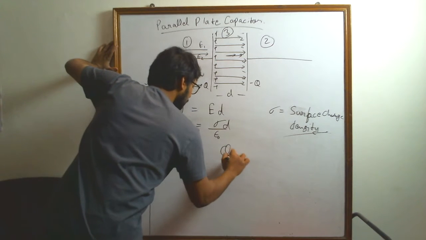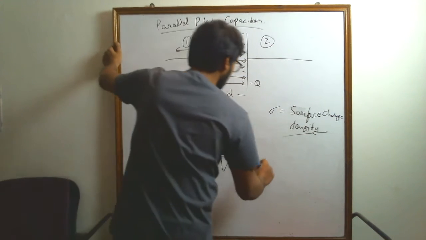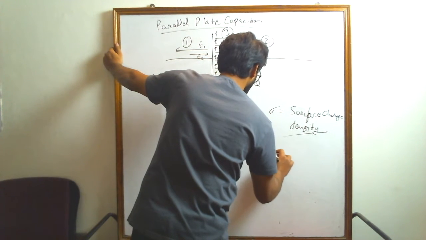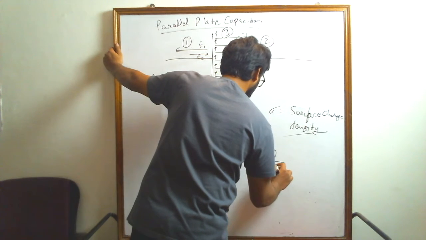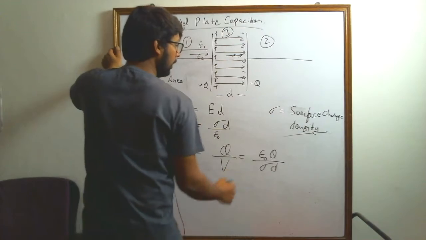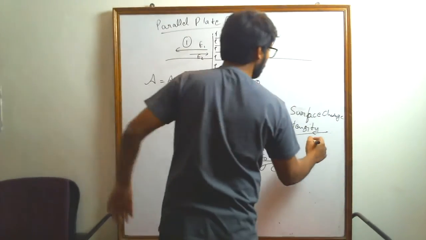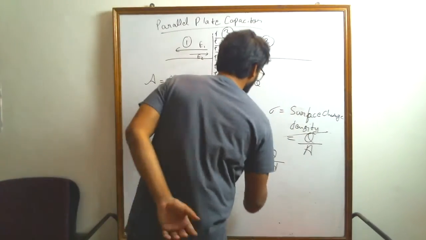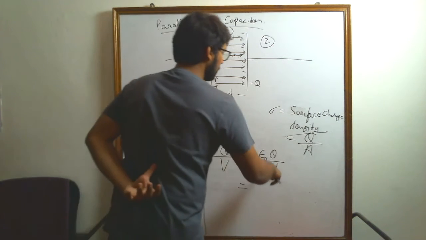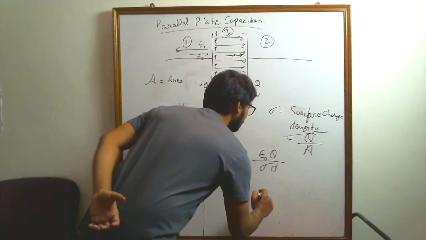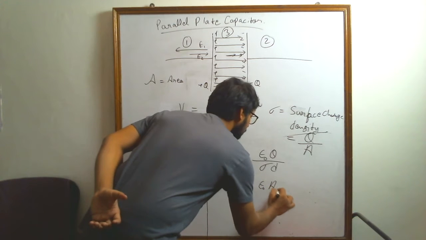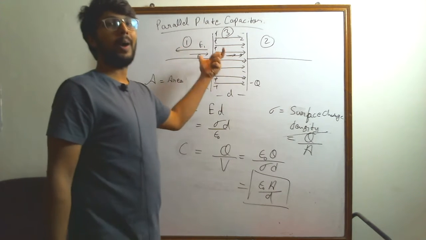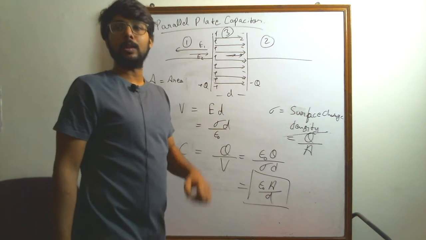Capacitance C is equal to Q upon V, which gives me epsilon naught into Q upon sigma into D. Okay. Now sigma, as we are saying, is essentially what? Total charge upon total area. So I can put the value of sigma over here, the Q cancels out, and I am left with epsilon naught into A upon D. This is my capacitance for a parallel plate capacitor with no dielectric.